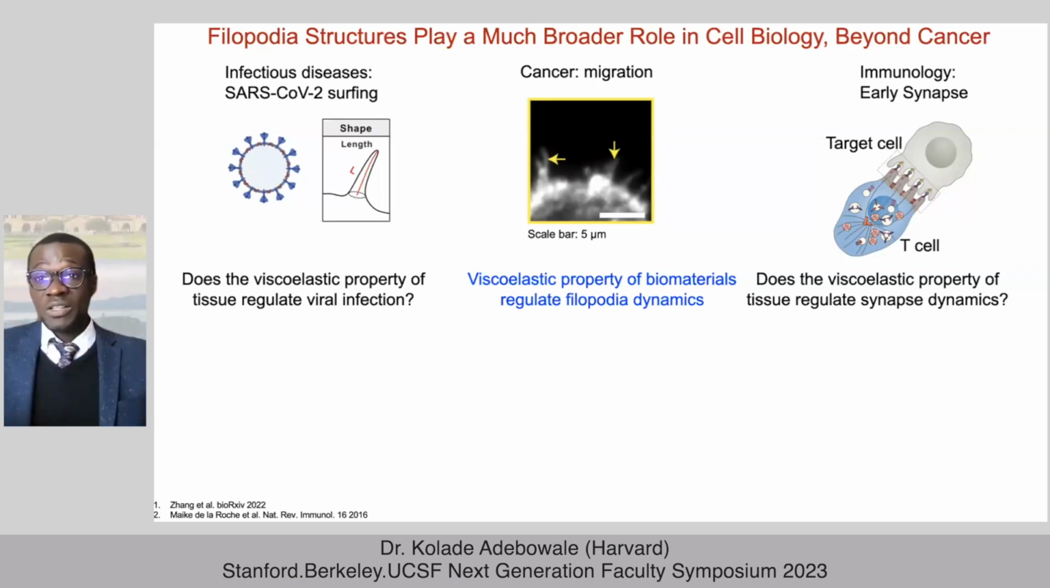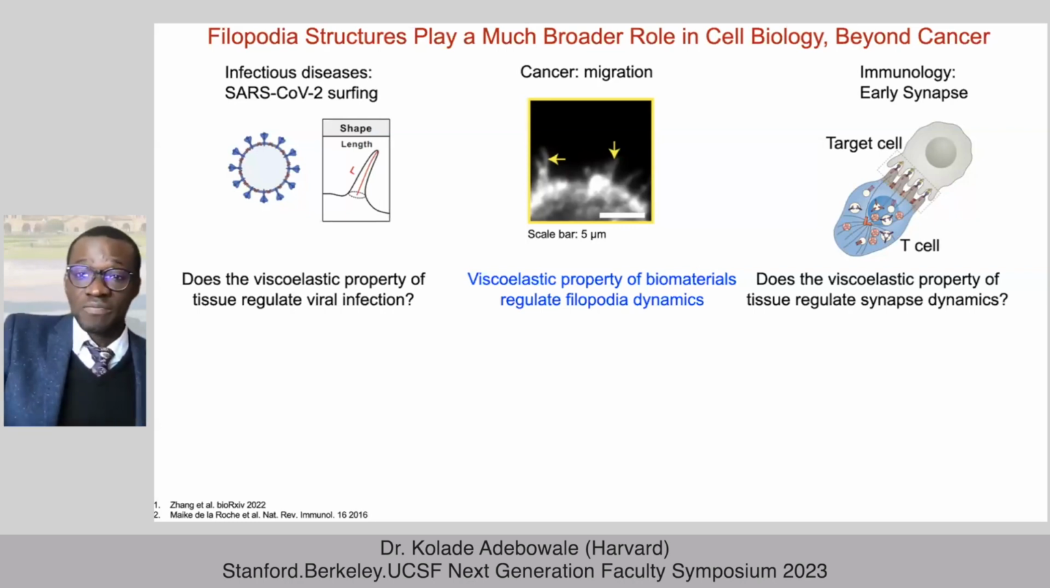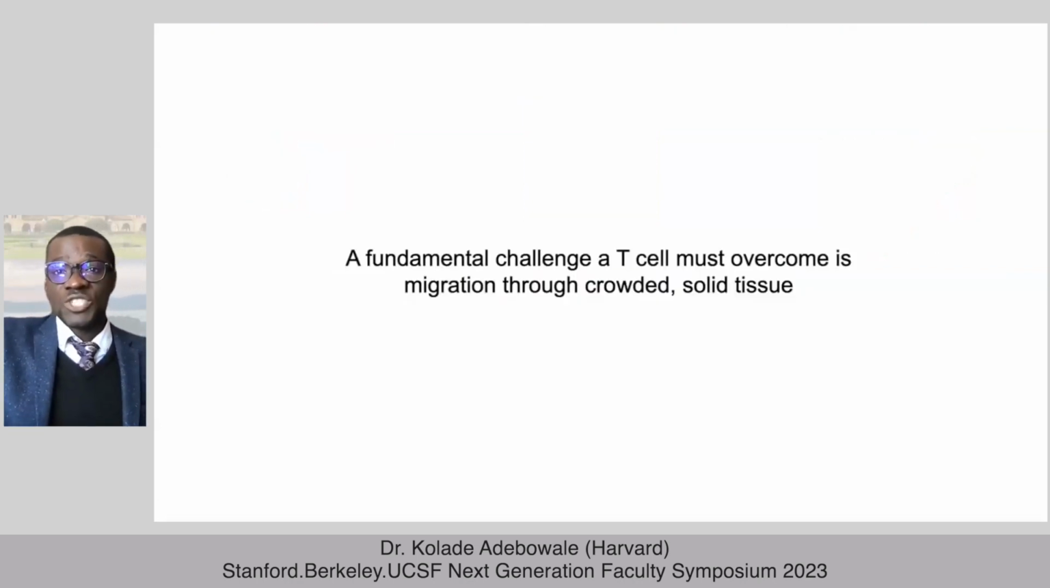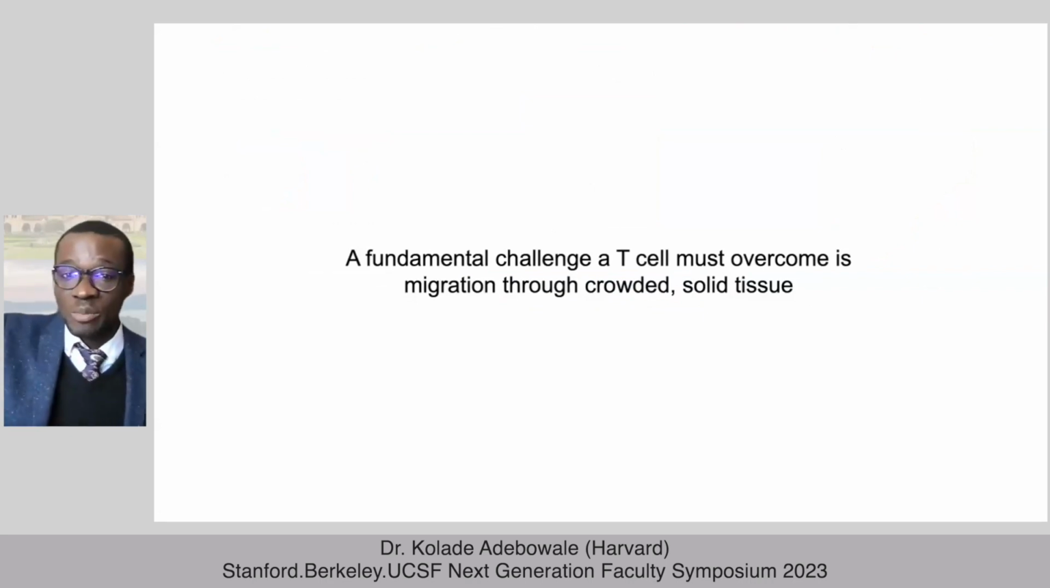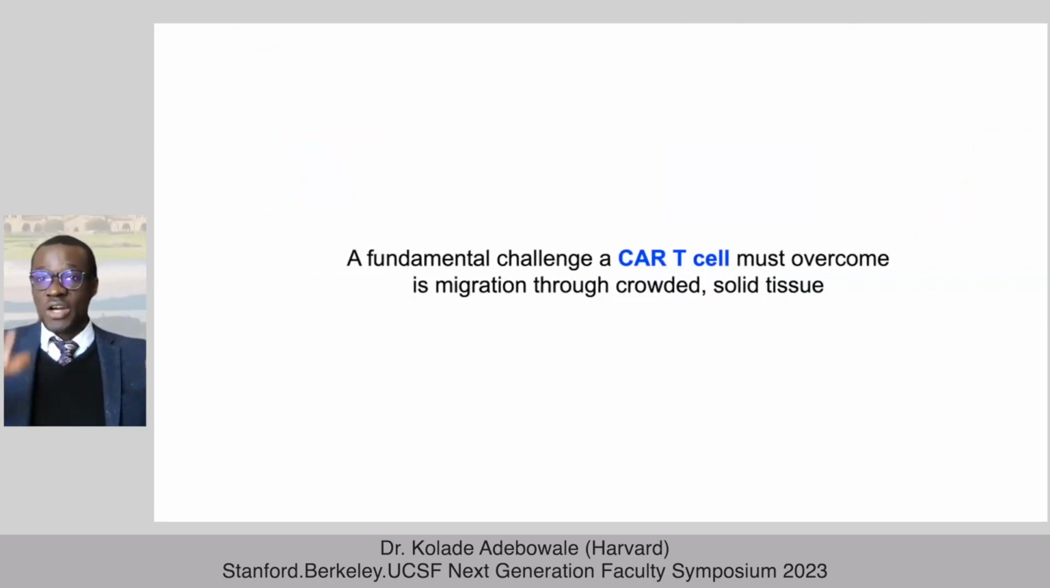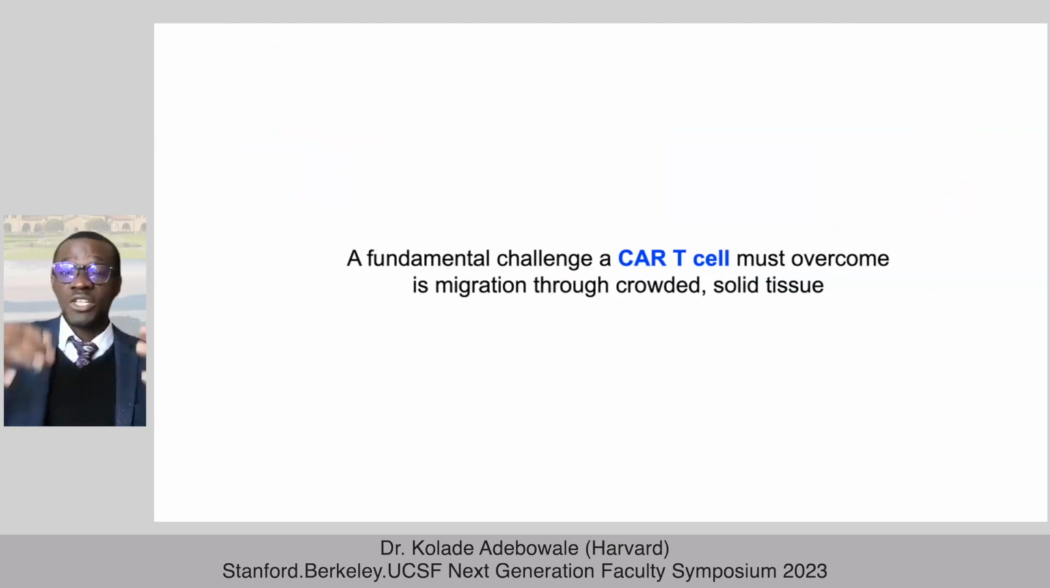One important cell in the immune system is a T cell. A fundamental challenge that a T cell has to overcome is moving through crowded solid tissues. If we do a quick mental substitution where we replace the T cell with a CAR T cell, and if our goal is to specifically deliver this CAR T cell to a specific anatomical location, this becomes a drug delivery problem.